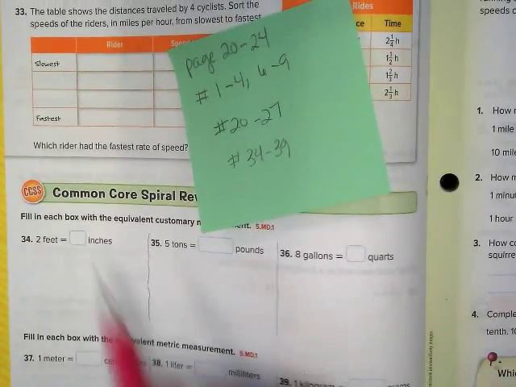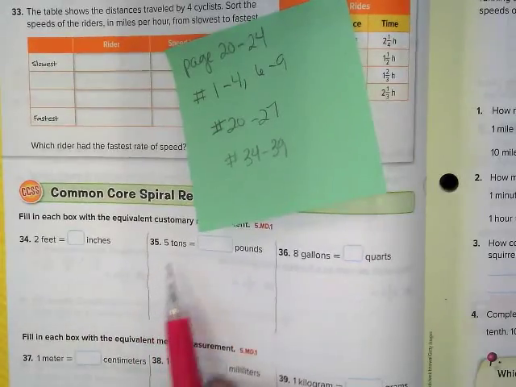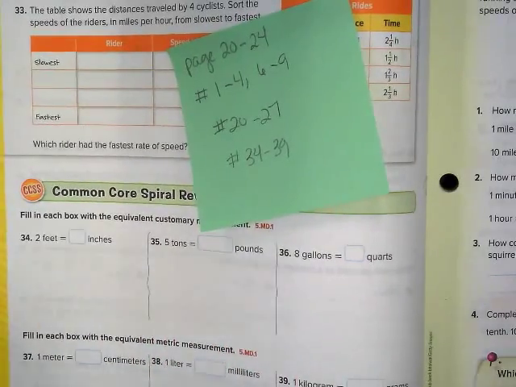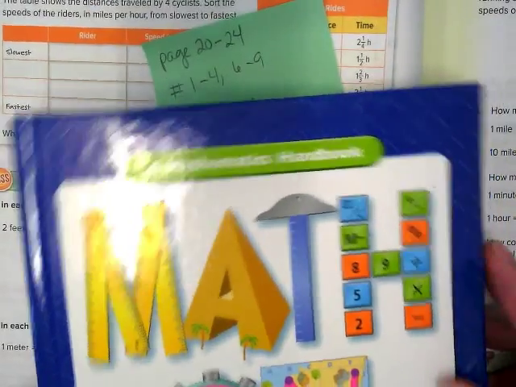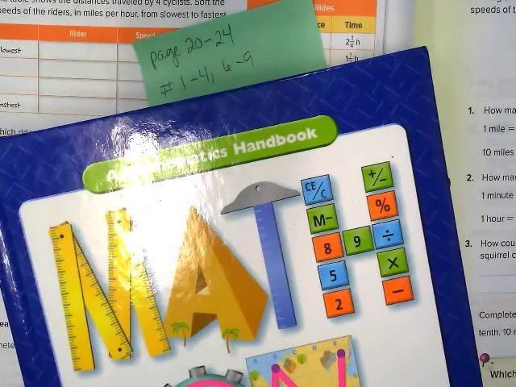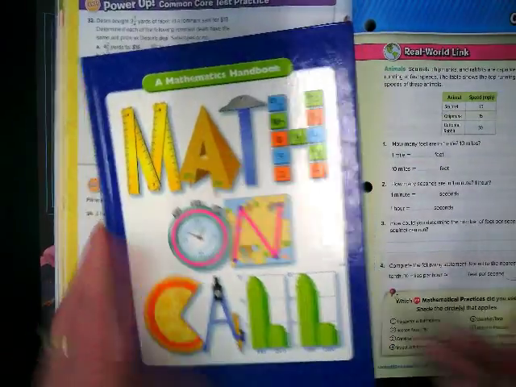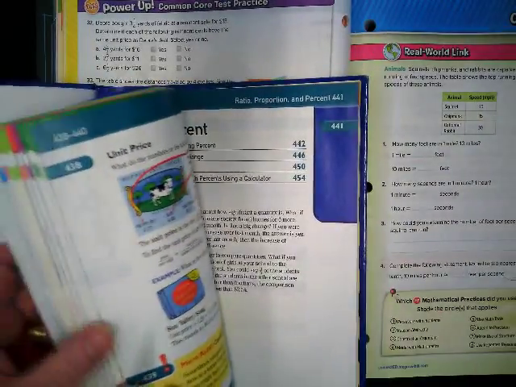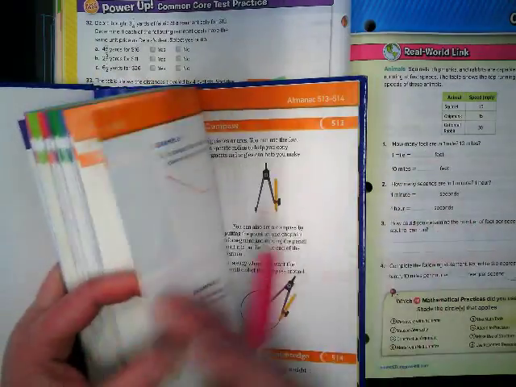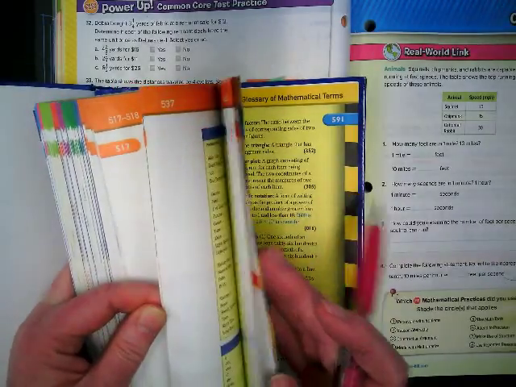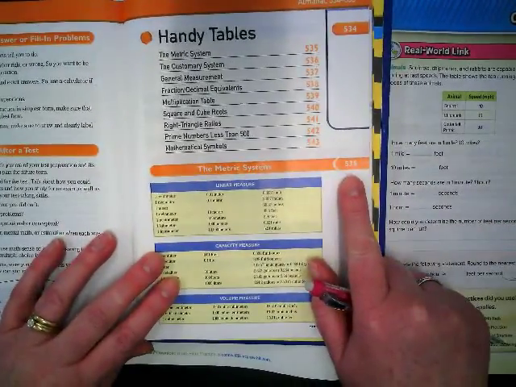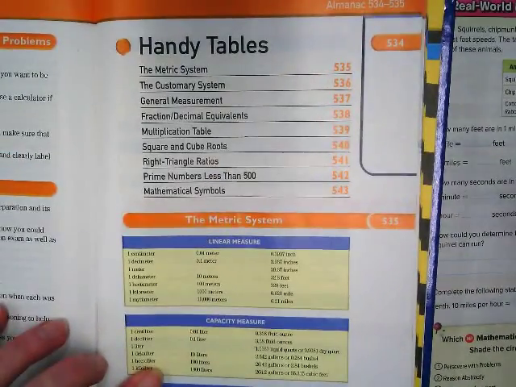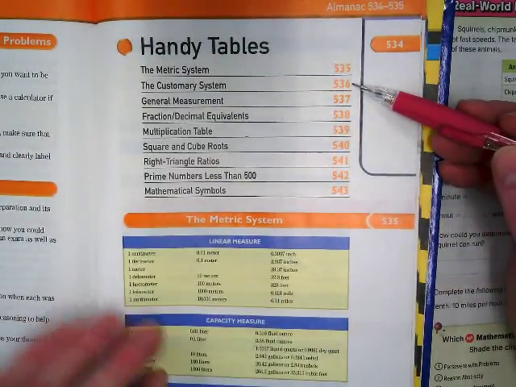And you're going to be converting from feet to inches, tons to pounds, gallons to quarts, other measurements. You may not remember all of those measurements, but if you go to the back of the room on my back bookcase that's above the countertop, you'll find this book called Math on Call. And if you turn to section 535, I believe it is, has the metric system. 536 has the customary system.